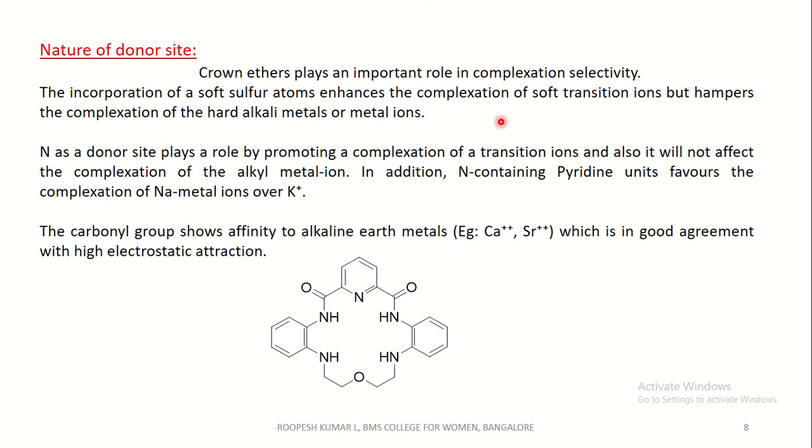In addition, nitrogen-containing pyridine units favor the complexation of sodium metal ions over potassium ions. The carbonyl group shows affinity to alkaline earth metals, for example calcium or strontium, Ca2+ and Sr2+, which is in good agreement with the high electrostatic attraction. Here you can see there are carbonyl groups, which show affinity towards alkaline earth metals.